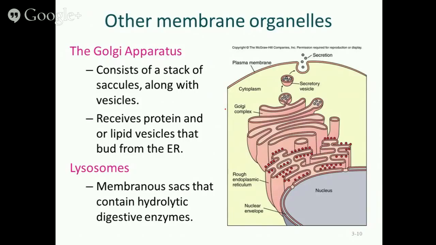This organelle is called the Golgi apparatus. We call this the packaging center, or basically the post office, okay? This is the post office of the cell.